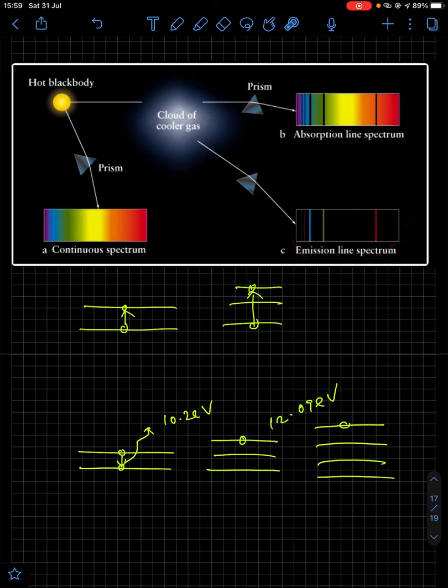This was the thing which could not be explained by Thomson's model, and also not by Rutherford's model. This was a failure for both of them, and finally Niels Bohr could explain this phenomenon, called atomic spectra.